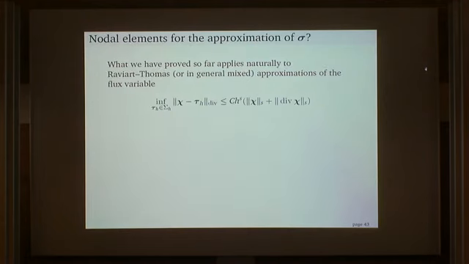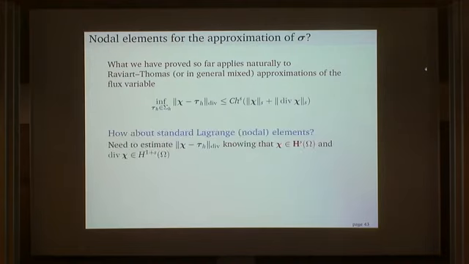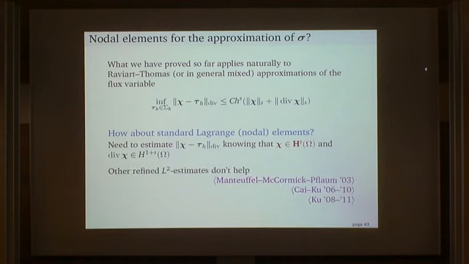Now the question is whether this applies also to nodal finite elements. In the least squares community, instead of using Raviart-Thomas, people also use P1 for the sigma. Unfortunately, this argument doesn't work, and this estimate doesn't give you any uniform convergence for nodal elements. The problem is that you don't have any extra regularity for chi other than being in Hs. Also, other refined L2 estimates that you can find in this reference don't help to show that you have uniform convergence for nodal elements.